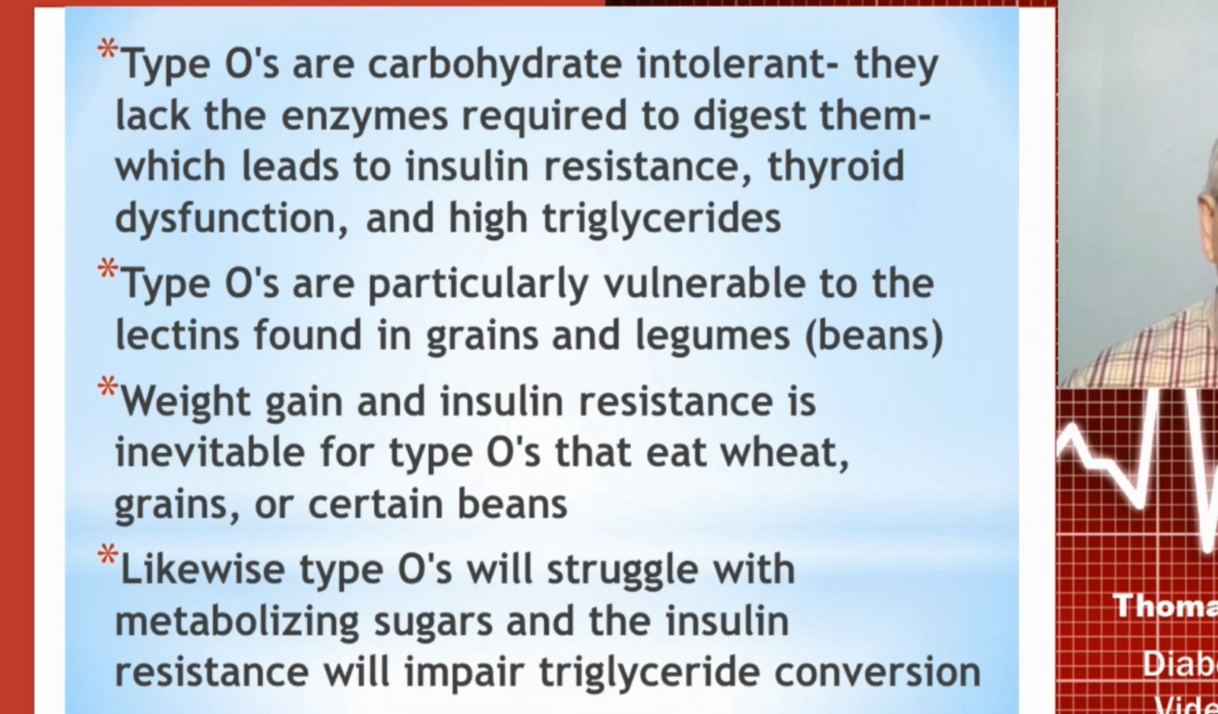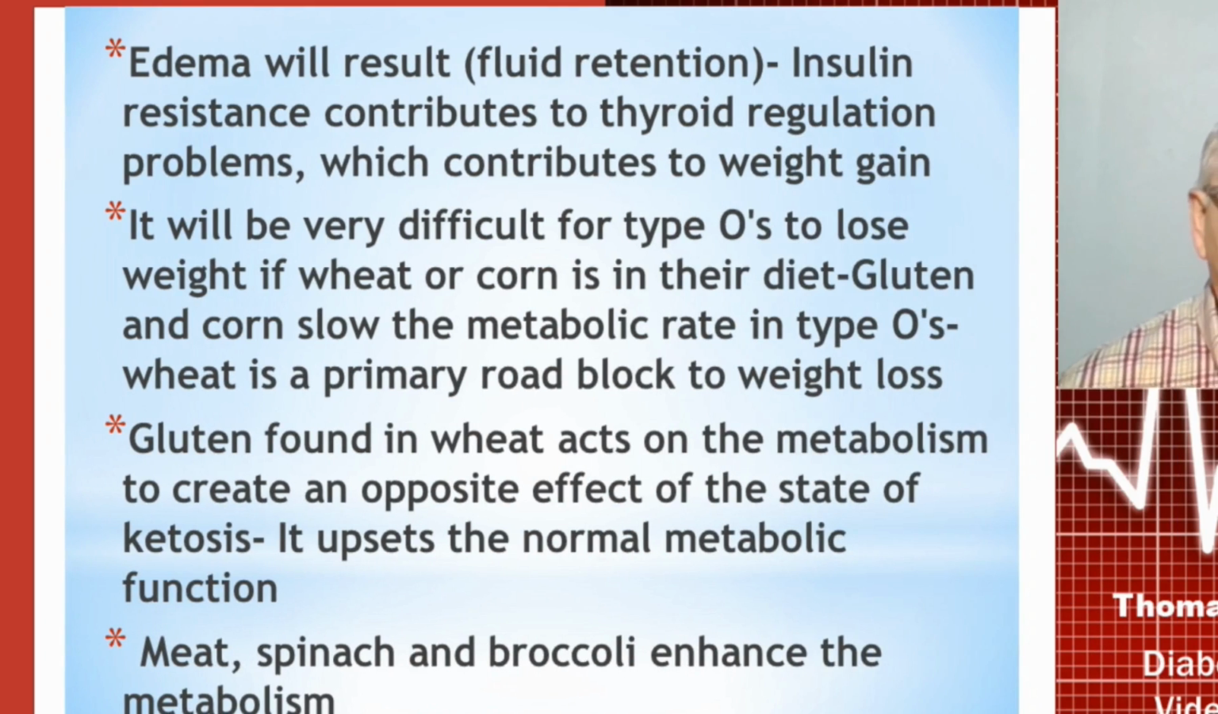They lack the enzymes required to digest them very well, and that leads to insulin resistance, thyroid dysfunction, and high triglycerides. Type O's are particularly vulnerable to the lectins that are found in grains and legumes, especially wheat. Likewise, they will struggle with metabolizing sugars, and the insulin resistance will impair their triglyceride conversion. Edema will often result. That's where they collect fluids around their feet and ankles.